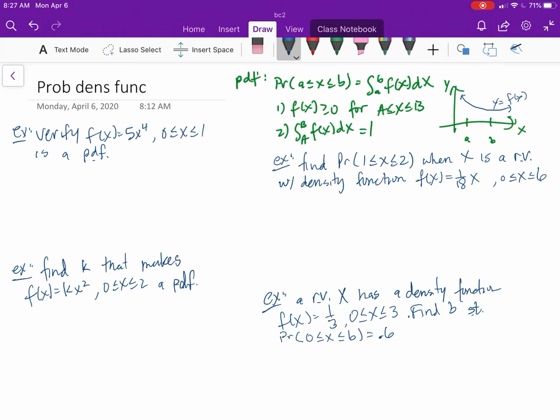Okay, I have a few examples here laid out for some probability density functions. First off, what the heck is a probability density function? So it's defined by this criteria over here. Okay, we're talking about a probability that something happens, and where x is between a and b.